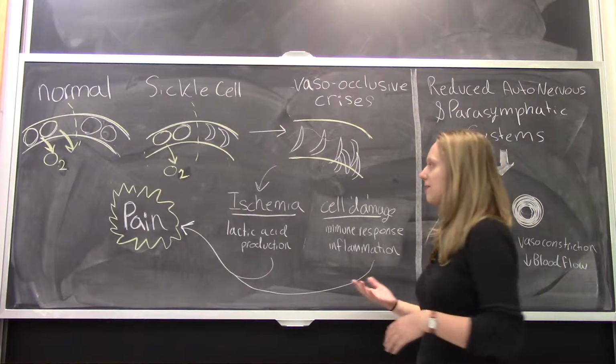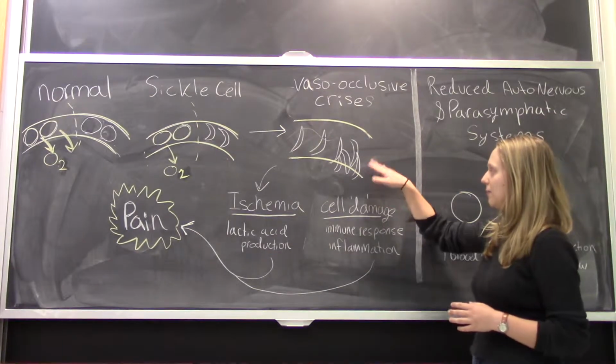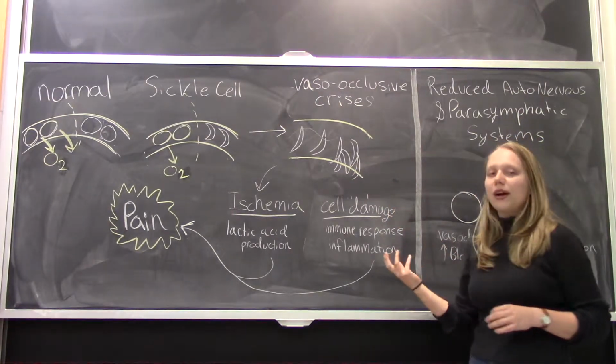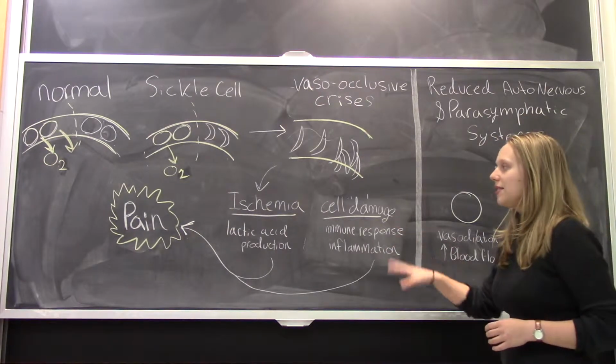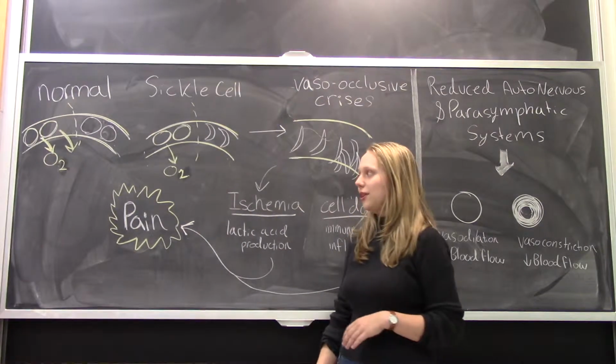Another thing that happens is that this clumping of the red blood cells will cause cell damage along the capillary wall, and that will cause your body to go into an immune response and cause inflammation. Both of these factors together can cause intense pain for the patient experiencing sickle cell disorders.